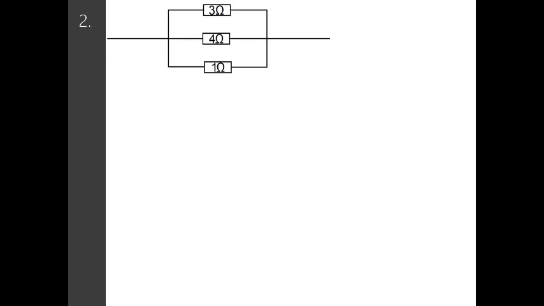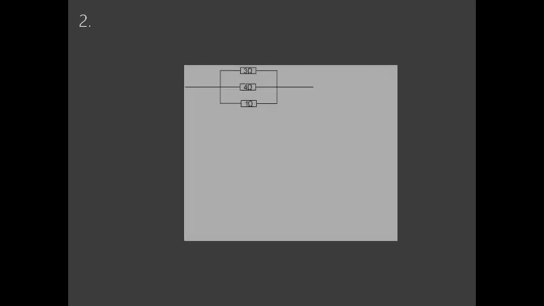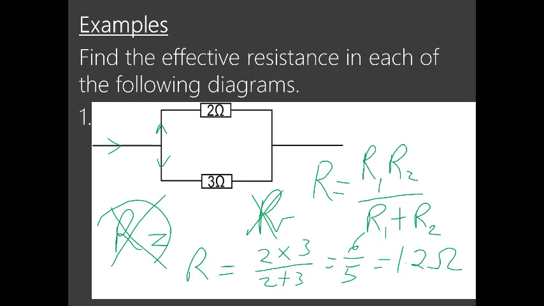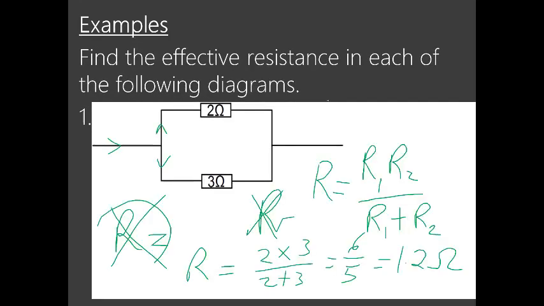Okay. The second one. What about if there are 3? By the way, the first one, this one here, you would still attempt it by just saying 1 over R is equal to 1 over R1 plus 1 over R2. You would still end up with the right answer.